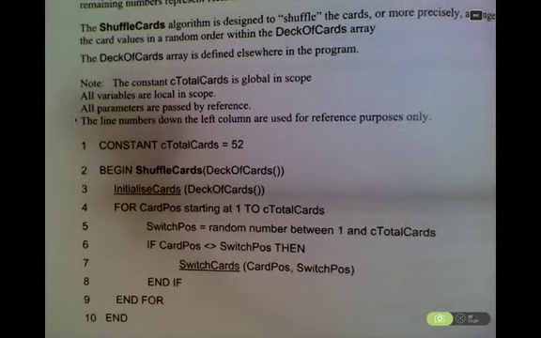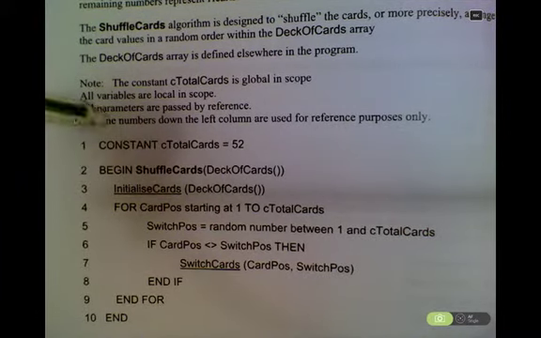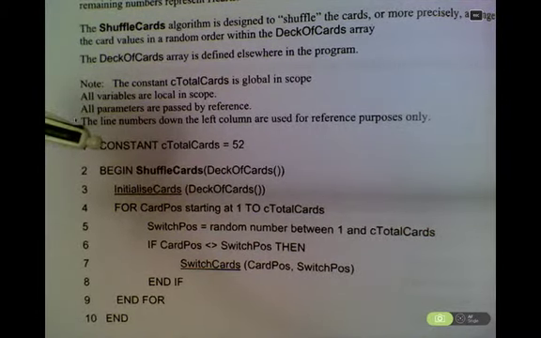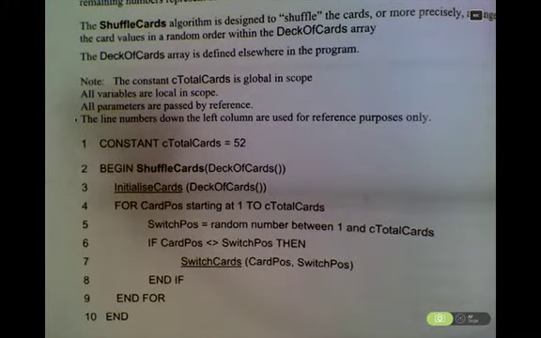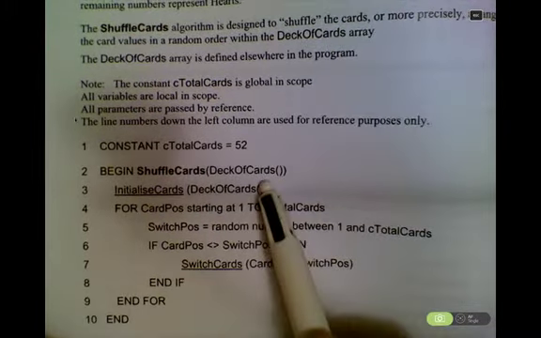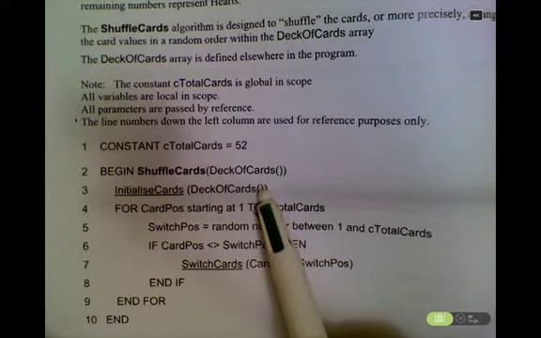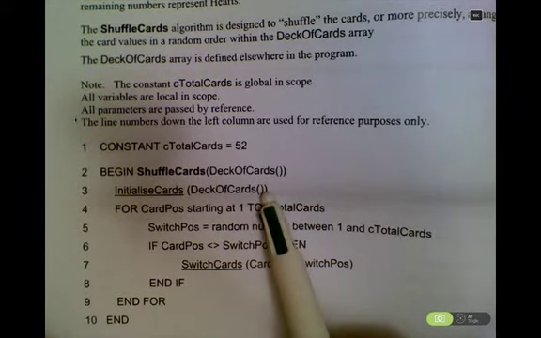Something we don't do a lot of, but you may see in some algorithms, is declaring variables or constants at the start. So the total number of cards in the pack is declared as 52, and that's a constant that's never going to change. Shuffle cards is the first module within this algorithm, and it has deck of cards, which is an array, and that itself is a parameter, so therefore it's global. The first module it calls on is initializing cards.